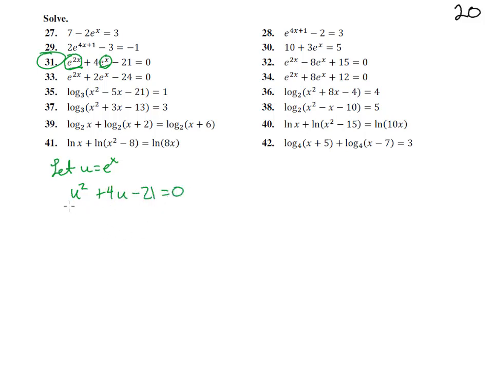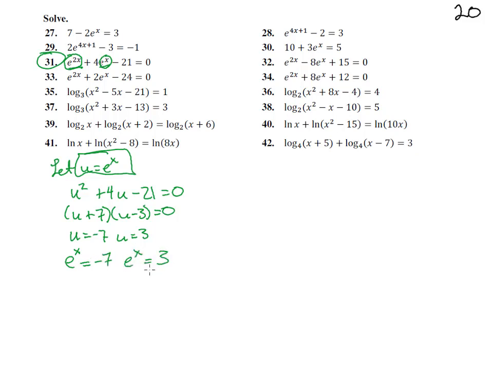We're going to put a mask on there, let u equal e to the x, and what does it look like now? Well, it's u squared, that's e to the x squared, plus 4u minus 21 equals 0. We know how to solve this guy. u plus 7, u minus 3, we factor those out and we get u equals a negative 7 and u equals a positive 3. Now let's take that mask back off so we can solve for x. e to the x then has to equal a negative 7. e to the x equals a 3.